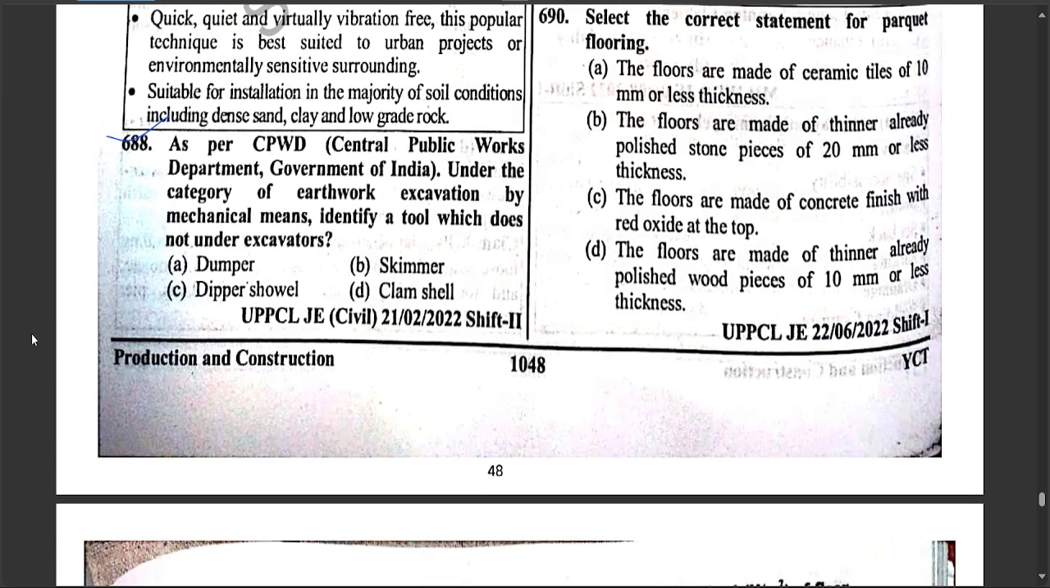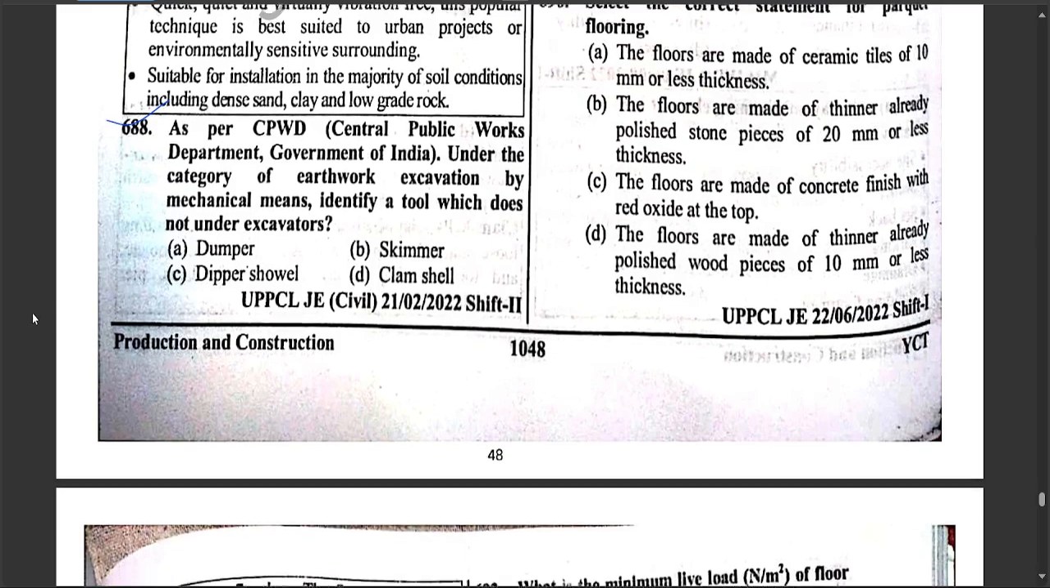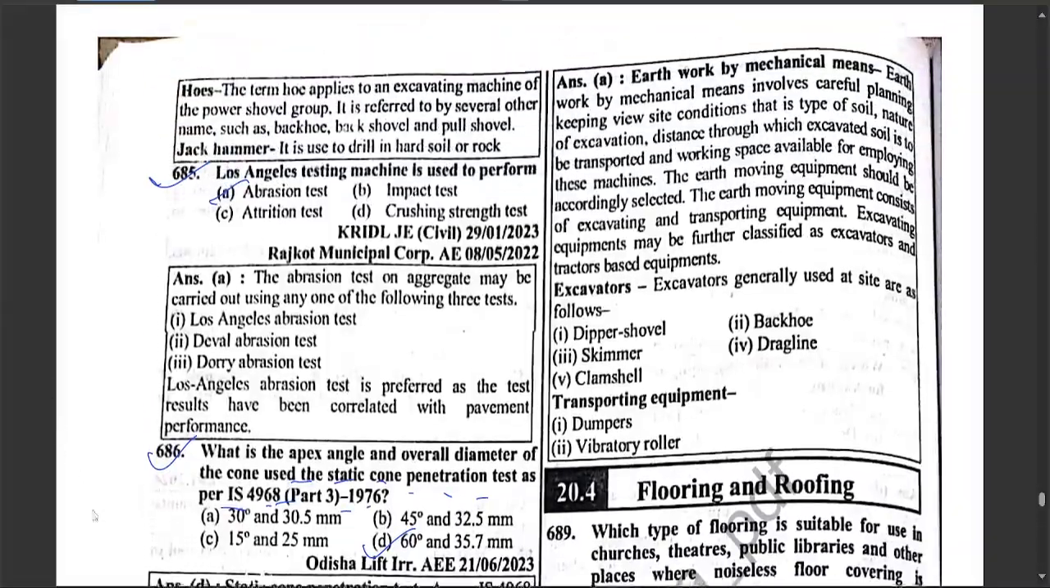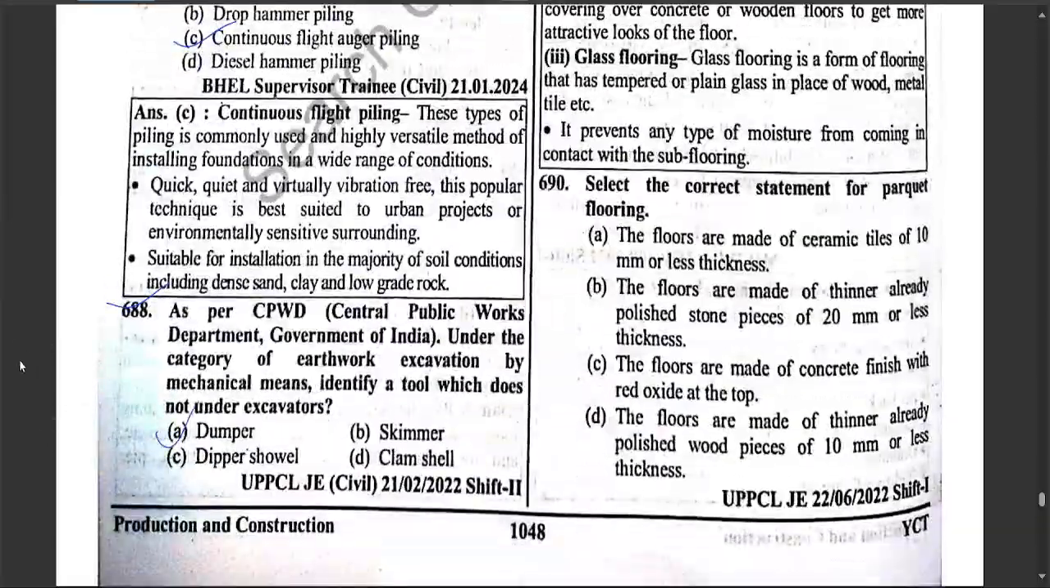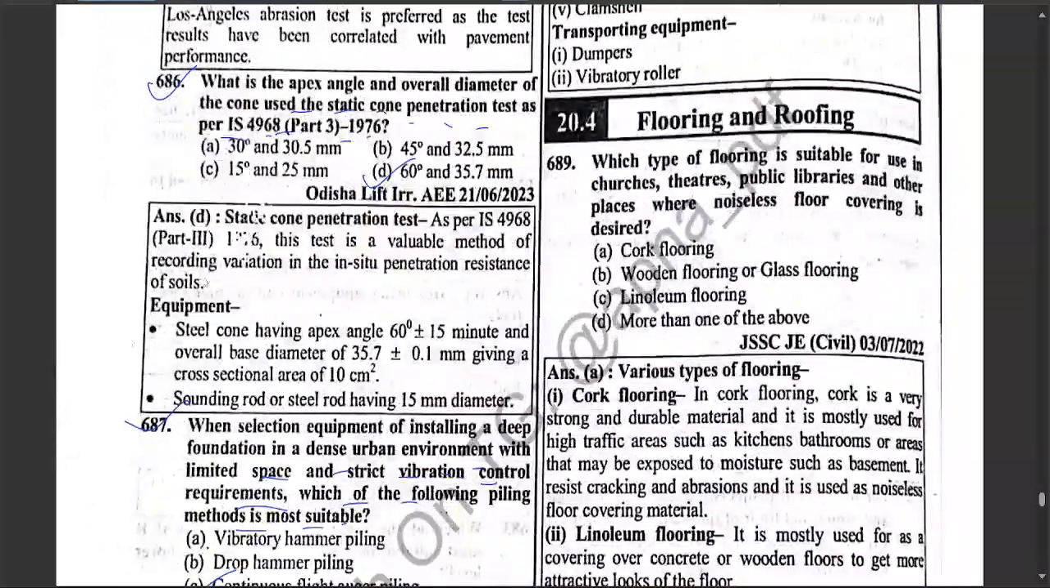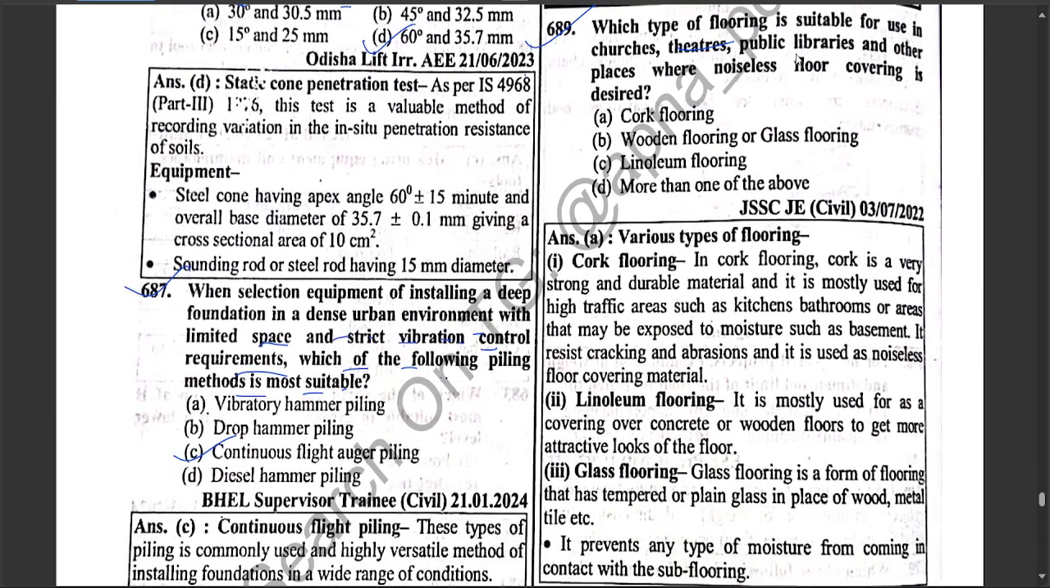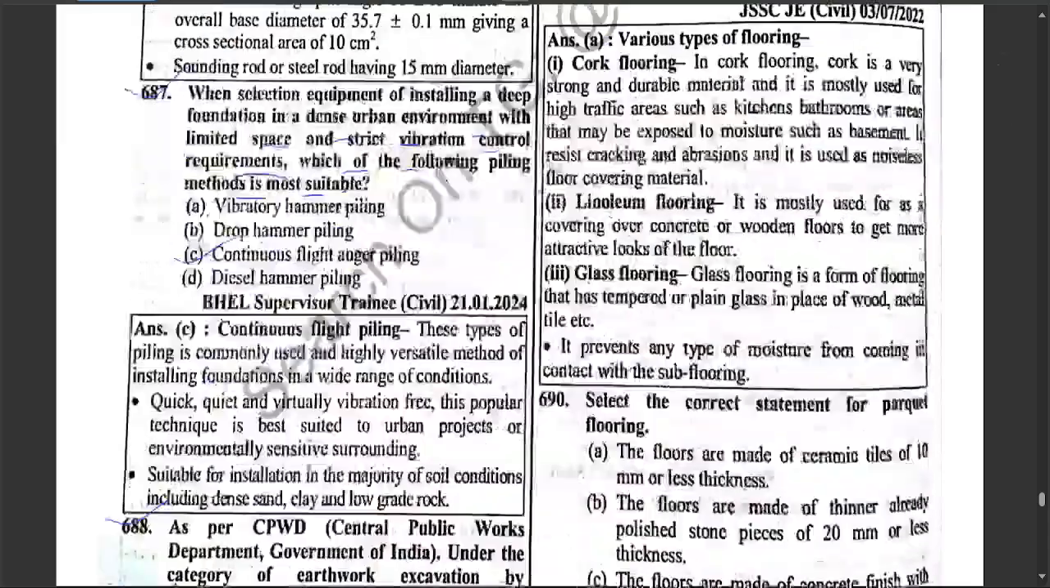Under the category of earthwork excavation by mechanical means, identify a tool which does not come under excavator. Correct answer is a dumper. Which type of flooring is suitable for use in theaters, public libraries, and other places where noiseless floor covering is desired? Cork flooring.